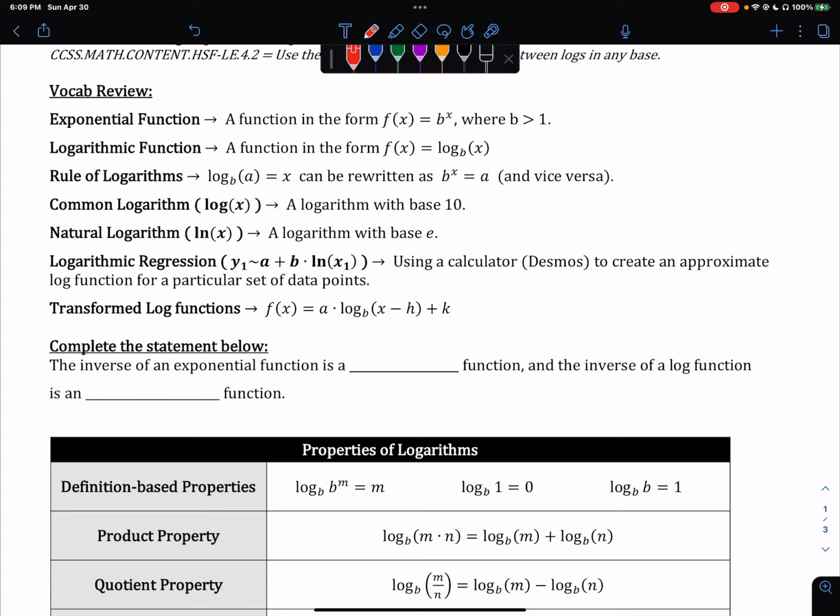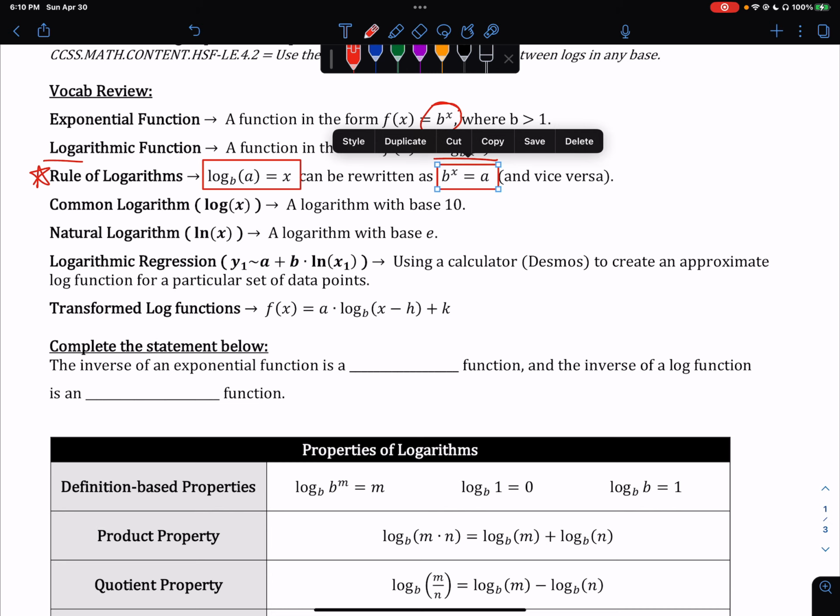Some big highlights: exponential functions at the top, where our variable is in the exponent. We've got logs, which look like log base whatever of x. Our big rule of logarithms, the one really big thing you need to know for sure, is that the whole purpose of a log is that it answers the question: the base to what power gives us that big number in parentheses. We can go back and forth between those two forms, either a log like this, or an exponential function like b to the x equals a.